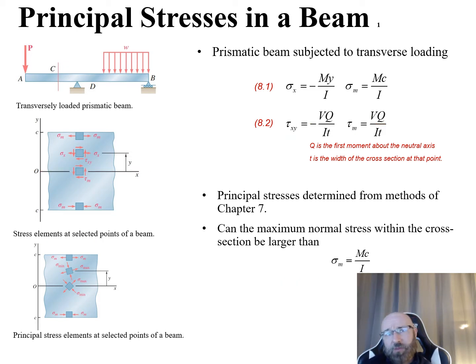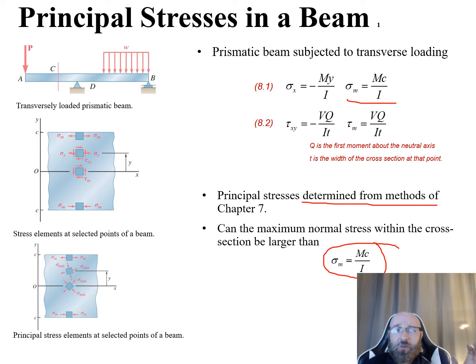Now, if we think about our principal stresses, we realize that we can go back to our chapter 7, and these are determined by the methods that we saw in that previous chapter. Now, with that, we can ask ourselves the question, can this maximum normal stress within the cross-section be larger than our σm, given by this relationship we saw up here at the end of 8.1, which is equal to our M times c over I?